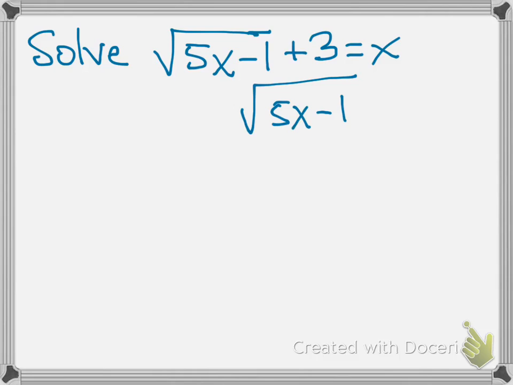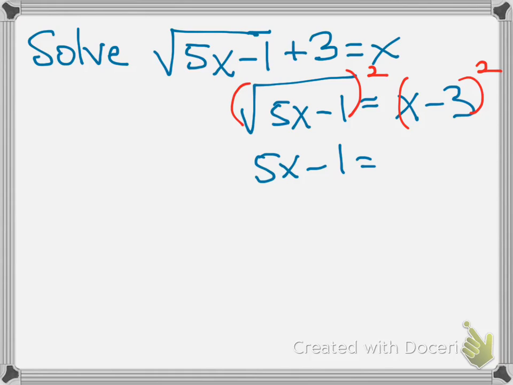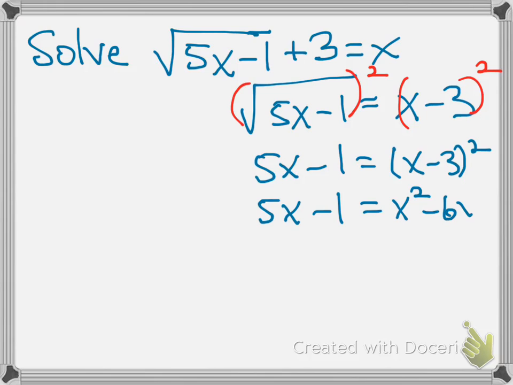So to do that, I'm going to subtract 3 from both sides, so I'll have x minus 3. And at this point, since we want to get rid of that radical expression, we're going to do exactly what we did before, and we're going to square both sides. So when we do that, on the left side of the equation we get 5x minus 1, and on the right side we have x minus 3 squared. Now what you're going to want to do at this point is go ahead and expand that binomial multiplication. So x minus 3 squared is going to be x squared minus 6x plus 9.